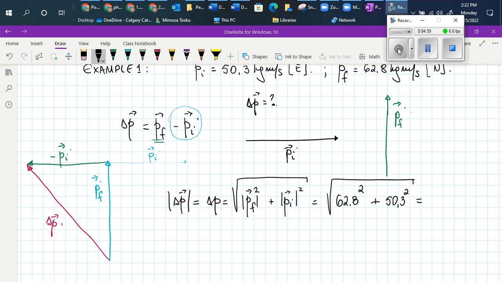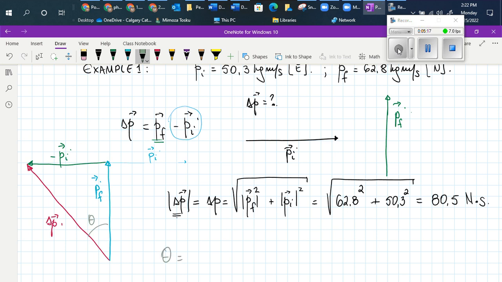So when we enter it in the calculator, considering the correct significant digits, it will be 80.5. And now, as we said, kilograms meters per second is the same as newtons times seconds. And since we are talking about the change of momentum or the impulse, we'll say that the magnitude is 80.5 newtons times seconds. And then the direction, which is the angle theta.